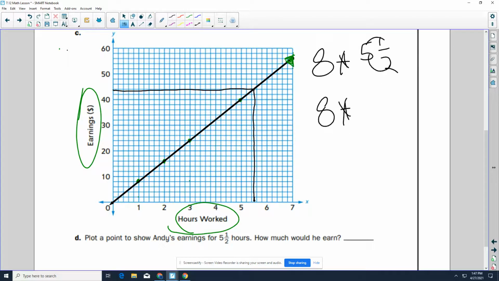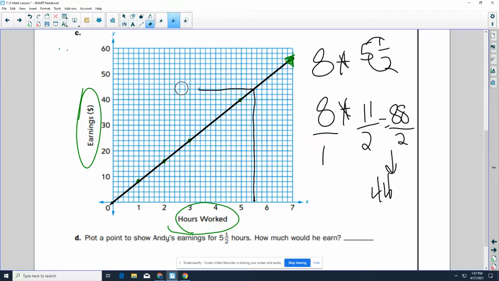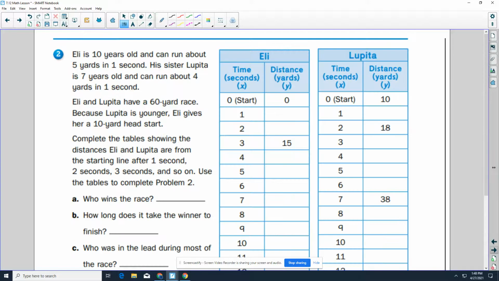multiply. So I'm going to convert this to an improper fraction. And I could say 11 halves. I get 88 over 2, which gives me 44, which I can actually see I needed to go up one more there. So my line was a little bit off of my points. Again, it'll be easier to see in your book, but you actually should have a point right in here, okay, at the 44 mark. So he would earn about $44 if he worked 5.5 hours. Okay, so you can see there how we could use the line graph to help us find that.